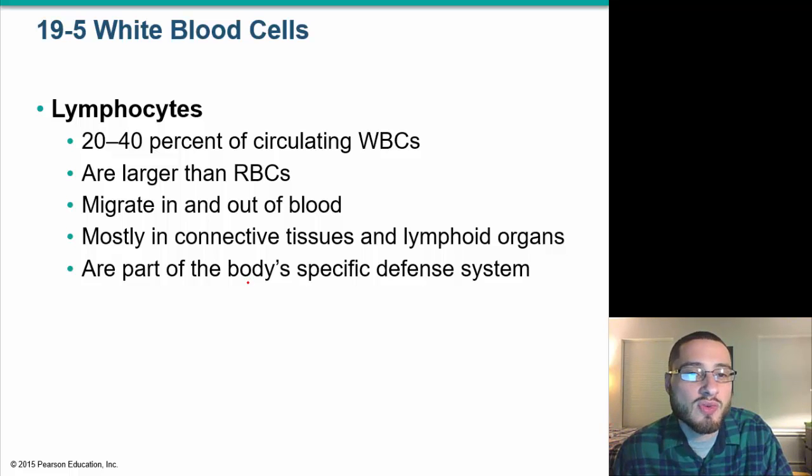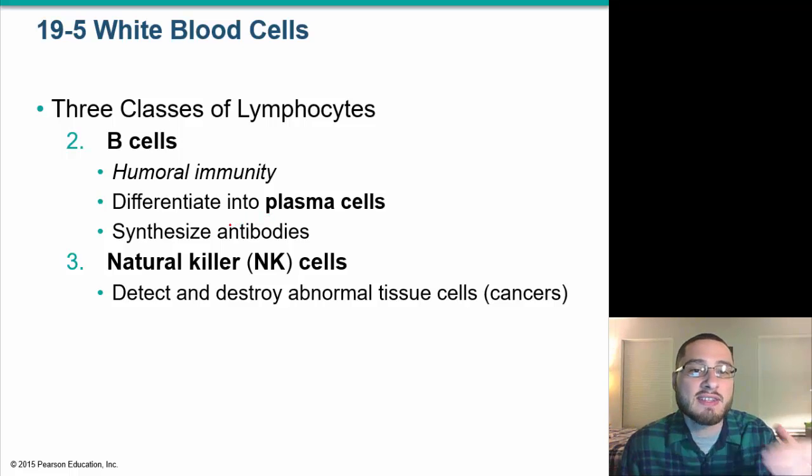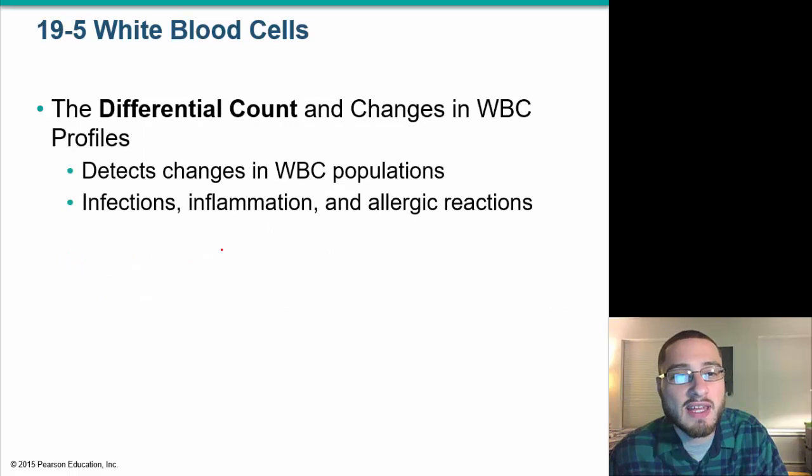Lymphocytes make up about 20 to 40% of the circulating white blood cells, are larger than red blood cells, migrate in and out of blood, and they're part of the body's specific defense system. So we see that T cells, they're going to be cell-mediated immunity. They're going to attack foreign cells directly. We'll talk more about T cells, B cells, natural killer cells as we move into the immune system or the lymphatic system. The differential count and the changes in the white blood cells are going to help to detect if there is any inflammation, any infections, and any allergic reactions.